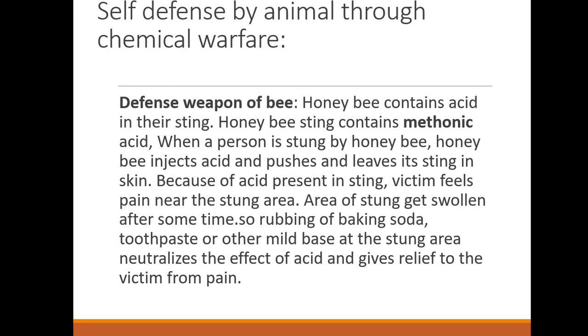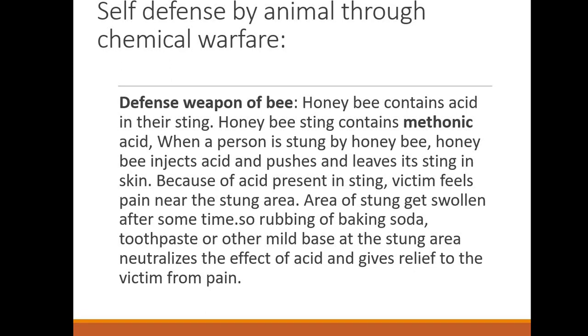Next, self-defense by animals through chemical warfare. Defense weapon of bee: honeybee contains acid in its sting. Honeybee sting contains methanoic acid. When a person is stung by a honeybee, it injects acid and pushes and leaves its sting in the skin. Because of the acid present in the sting, the victim feels pain near the stung area. The stung area gets swollen after some time.